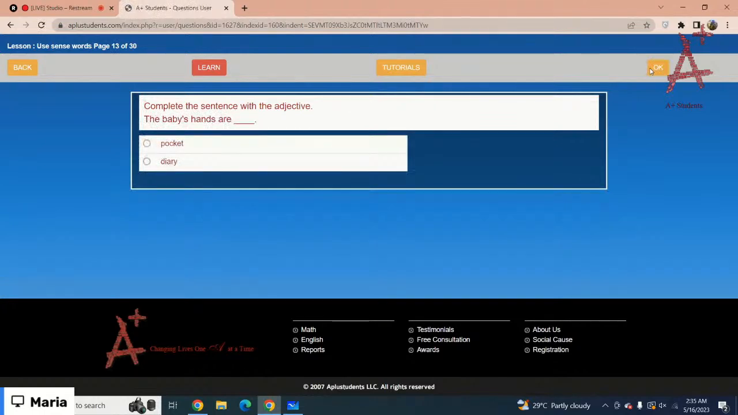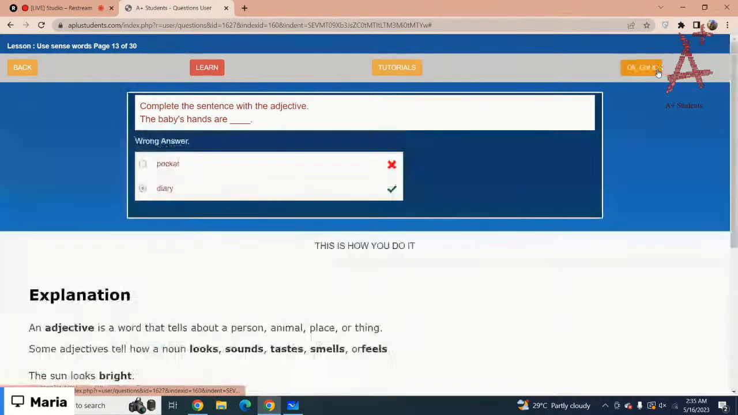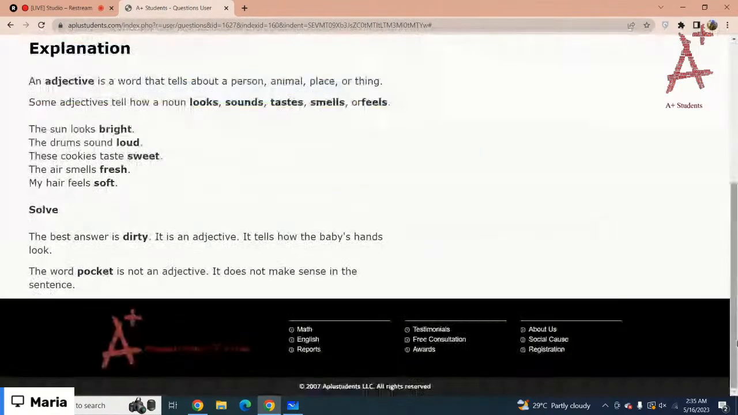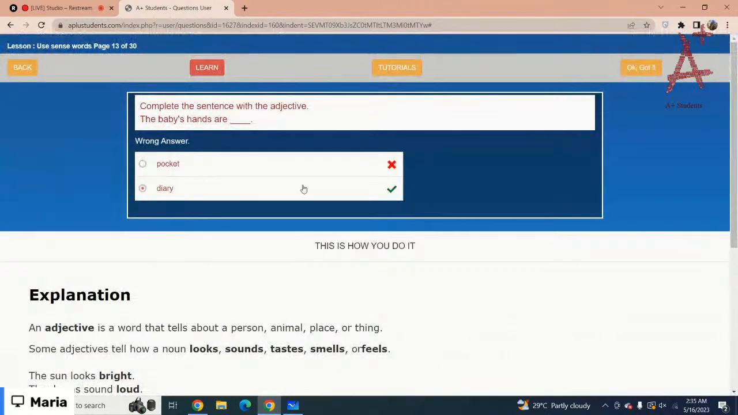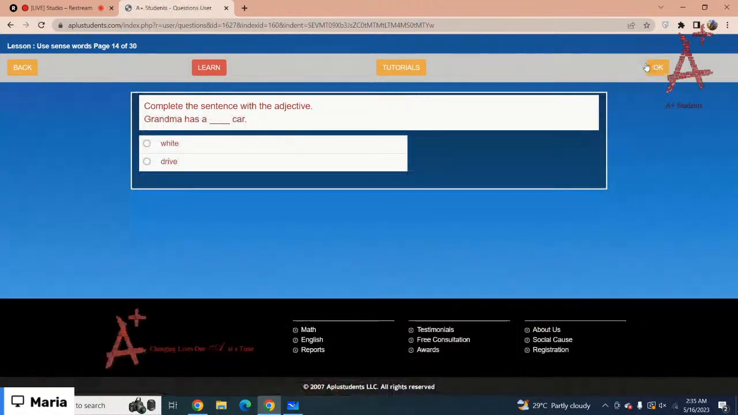The baby's hands are dash. Pocket or dirty? The baby's hands are in pocket. You have a missing word. Oh, the baby's hands look dirty. Sorry, yes, it is dirty. The baby's hands are dirty. That is not a diary. That is the correct one. It is dirty.